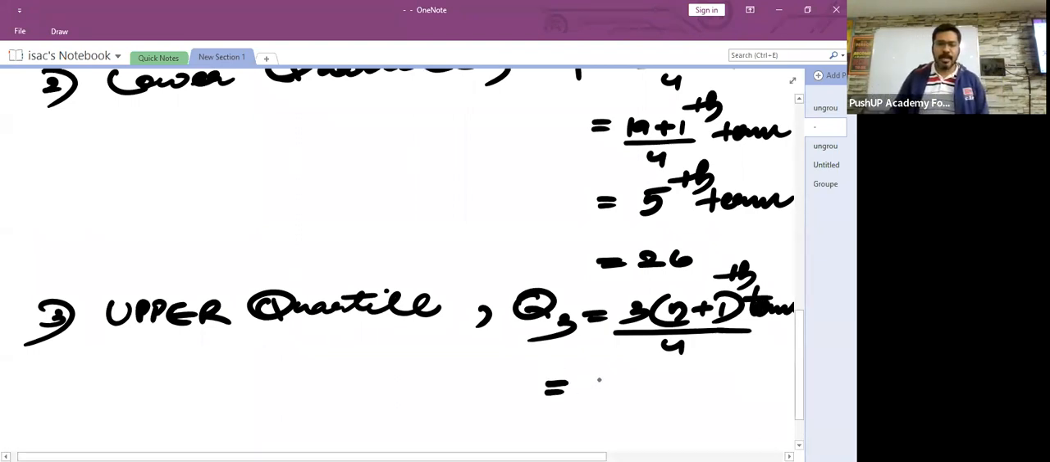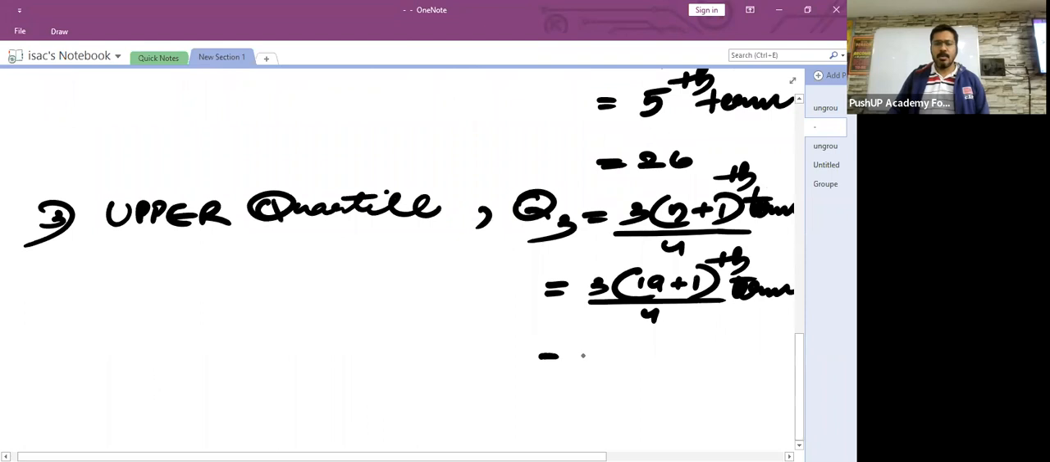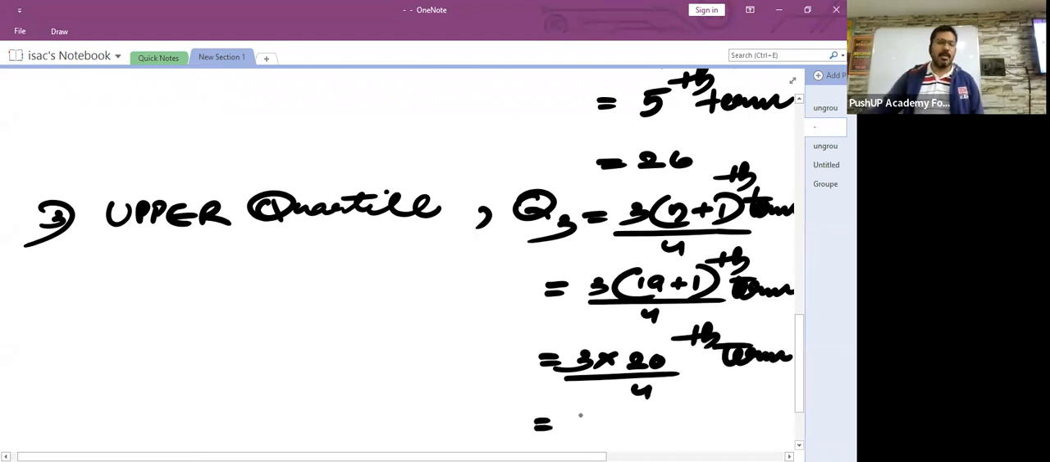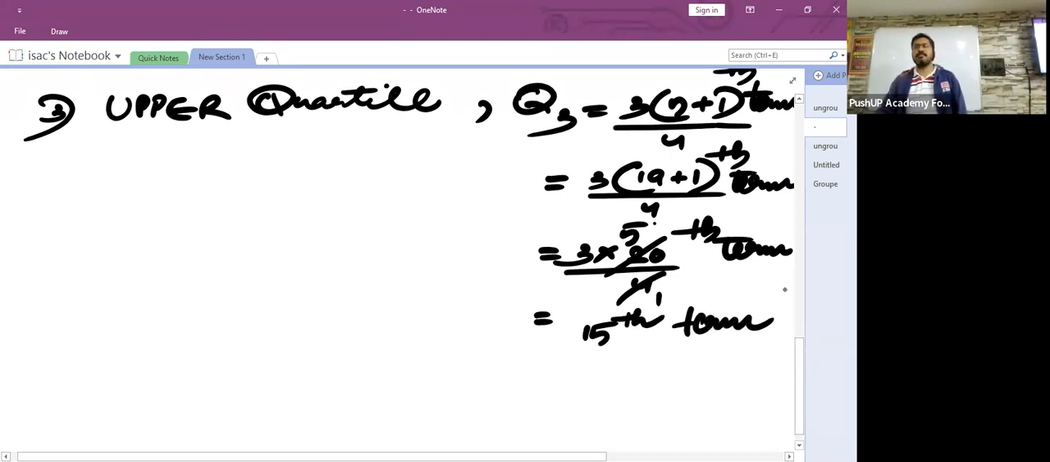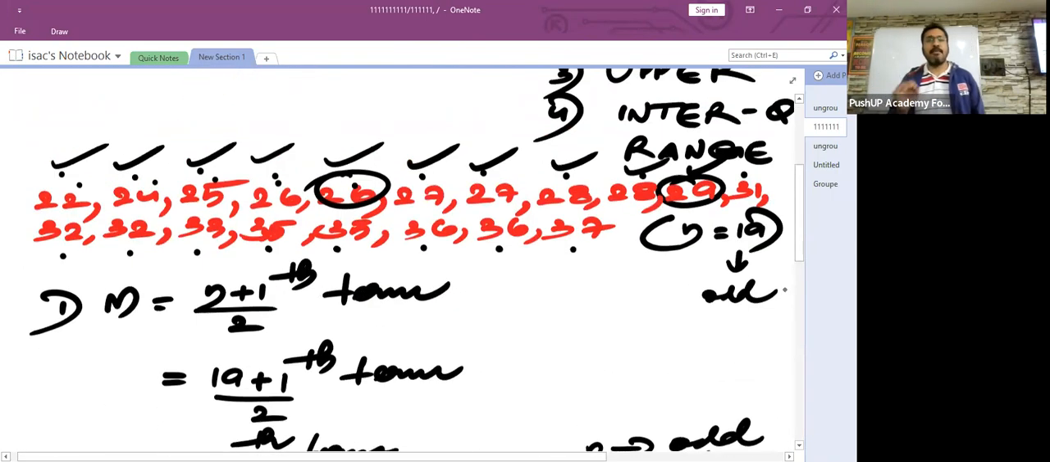Let's do it. What is the value of n? It is 19. So 3 into 19 plus 1 divided by 4th term, which is equal to 3 into 20 divided by 4th term. 20 and 4 can be eliminated: 4 ones is 4 and 4 into 5 is 20. 3 into 5 is the 15th term. So if you have to get the upper quartile, you need to go to the arrayed data and find the 15th term.